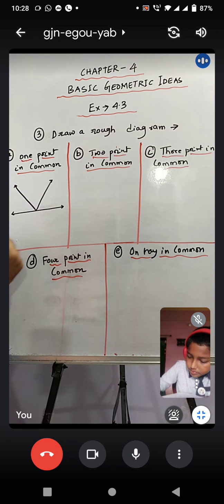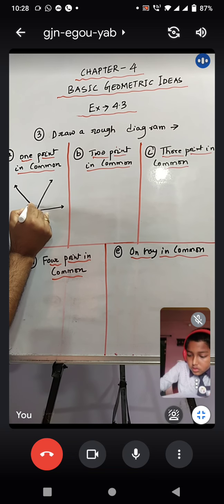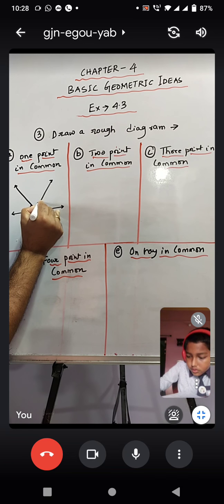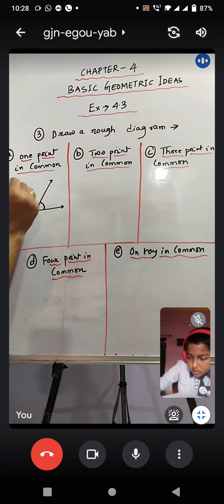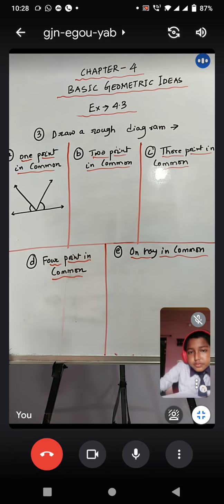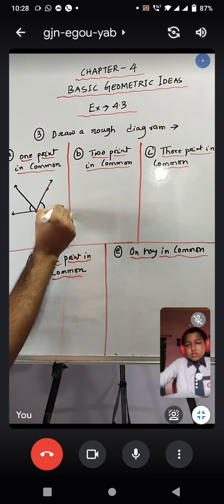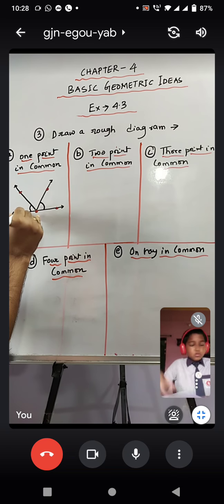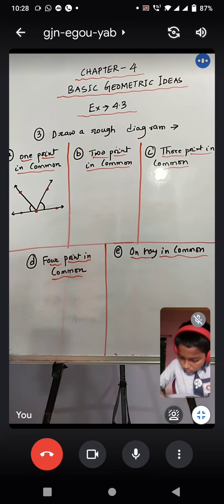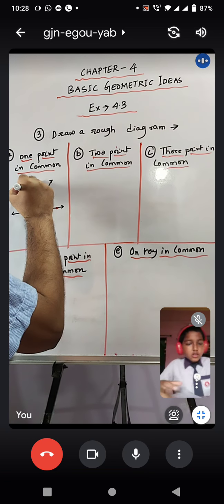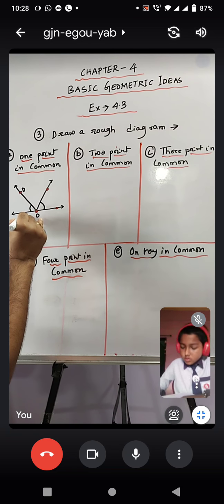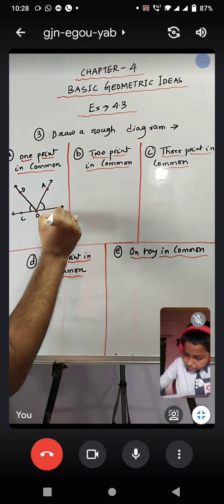Okay, now we have to show the 2 angles we are concentrating on, and we have to name these 2 angles. We'll name the points as this point, this point, this point, this point, and this point. Now see, this would be D O C, and this is A and B.